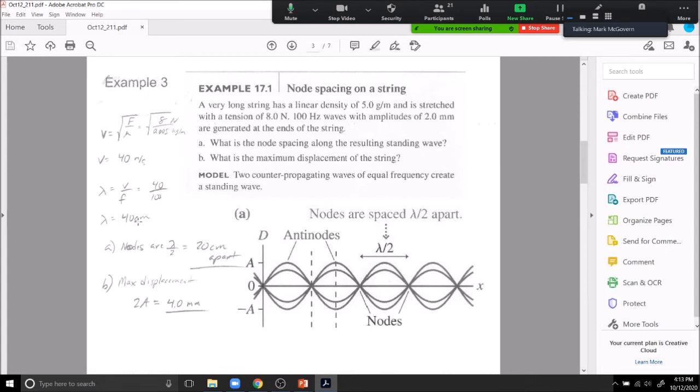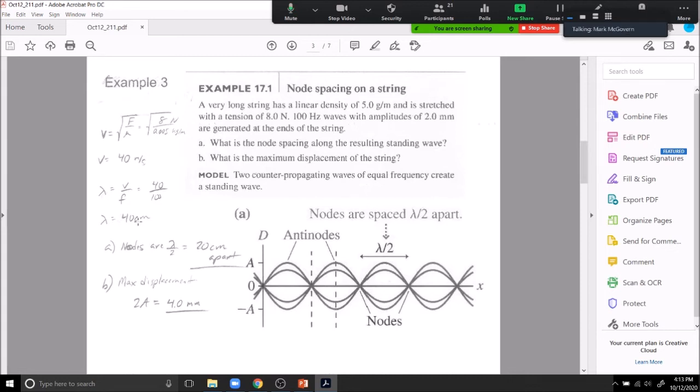What is the node spacing along the resultant standing wave pattern? Nodes are separated by half a wavelength. If we have one at x equals 0, there'll be another one at lambda over 2. There'll be one at lambda, 3 lambda over 2, 2 lambda, and so on. So that node spacing would be 20 centimeters then. And that's the same as the antinode spacing, by the way, too, right? They're the same. So that takes care of part A. You're just figuring out the wavelength for that.